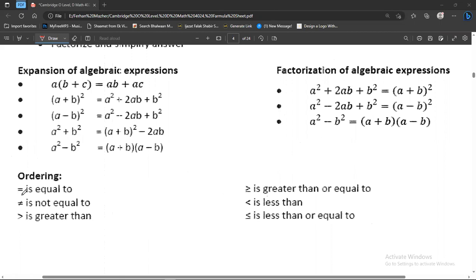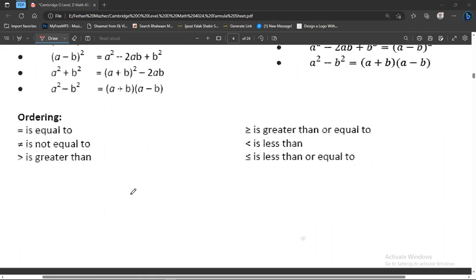Ordering: this sign means is equal to, this sign means is not equal to, this is greater than, this is greater than or equal to, and this crocodile means is less than, and this means is less than or equal to.